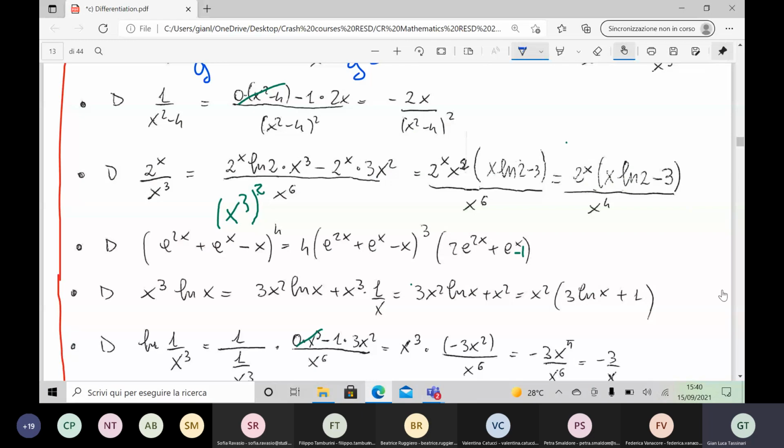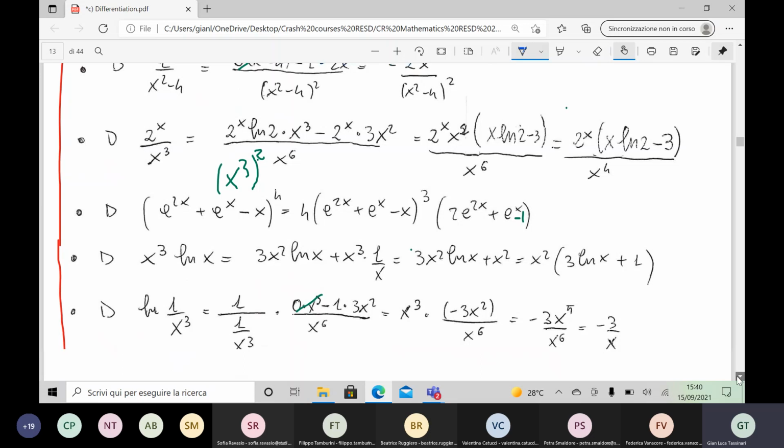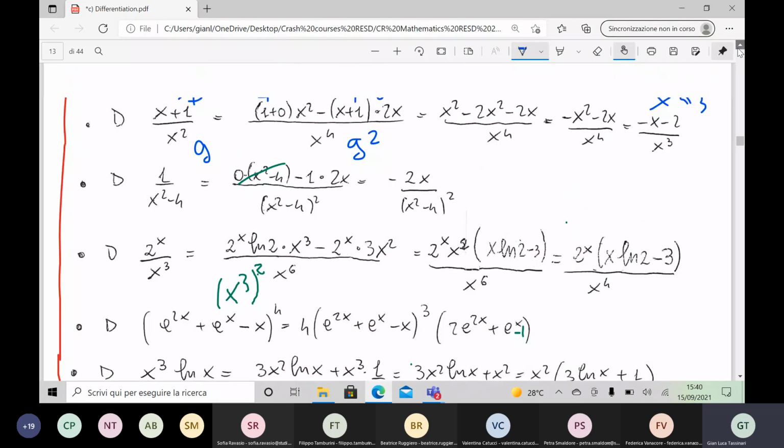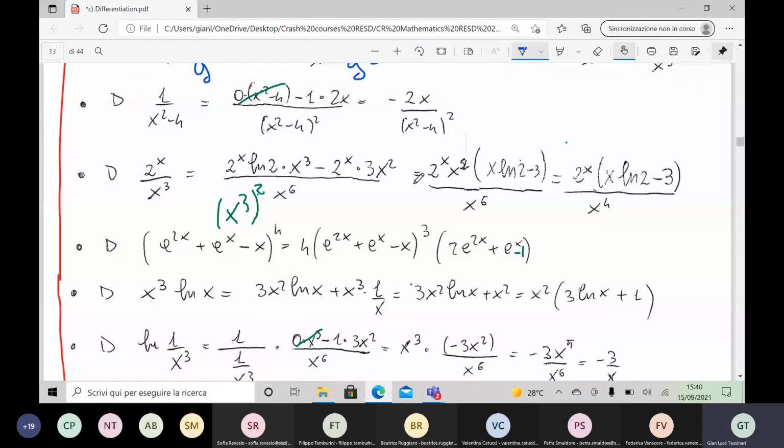So we continue, guys. Okay, look at this function now. Suppose you want to compute the derivative of 1 over x squared minus 4. What kind of function is this one? It is a rational function. So this can be seen as a ratio, okay? How can we derive it? One can derive it in another way, but how can we derive it?